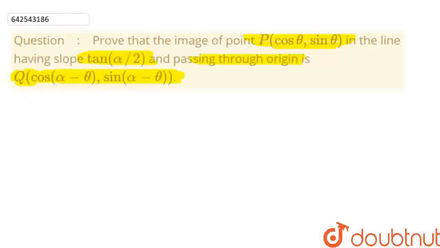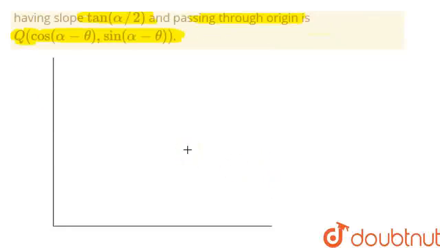So let us first visualize this question by using a diagram. So here we first draw the Cartesian plane. So here is our Cartesian plane. Now let us name the axis and the origin. So this is our x-axis, this is our origin O, and this is our y-axis. Now we are also given a point P on this Cartesian plane. So let us say this is the point P with the coordinates cos theta comma sin theta.